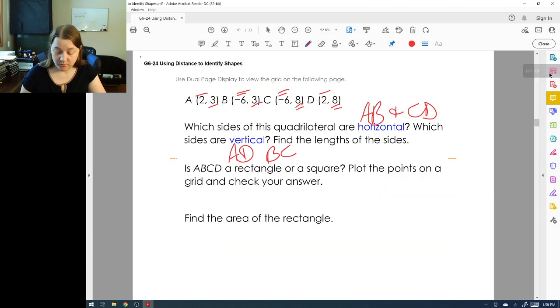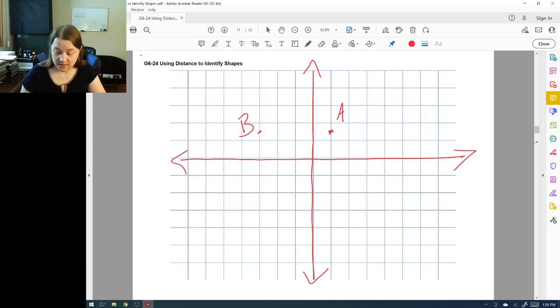And you can see that before we said that AB is horizontal. Here's line AB right here. Let's go ahead and plot point C, which is negative 6, 8. So again, I'm going to run 1, 2, 3, 4, 5, 6, and then I'm going to jump up 8. 2, 4, 6, 8 for point C. And there's our vertical line that we talked about. And our last point is 2, 8. So I'm going to run 2 and jump up 8. And that's going to be point D.